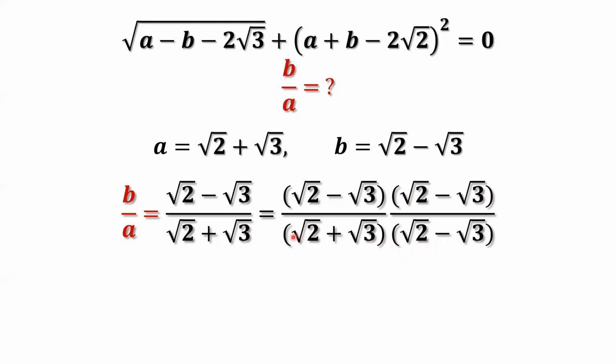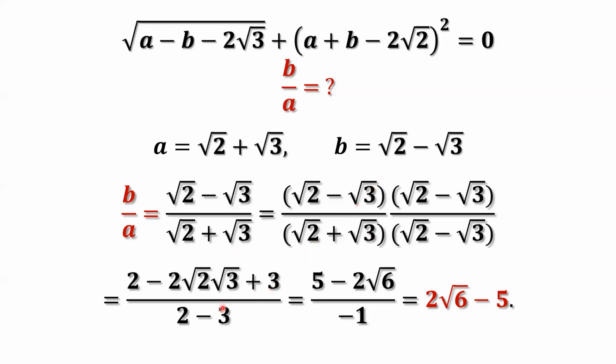From the denominator, you can see that A plus B, A minus B, use the formula, should be A squared minus B squared. The numerator is what? Square root of 2 minus square root of 3, the same thing here, should be squared. So look at the denominator. Square root of 2 squared, that's 2. Square root of 3 squared, that's 3. That's A squared minus B squared.